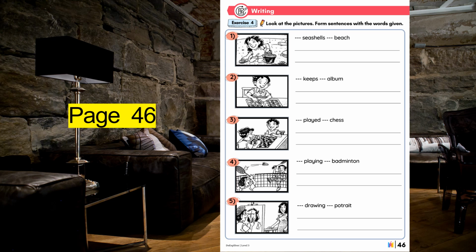Page 46. Look at page 46. You're going to listen to me again, right? Afterwards, you're going to do on your own. Page 47. So page 46 is your 写 thing.